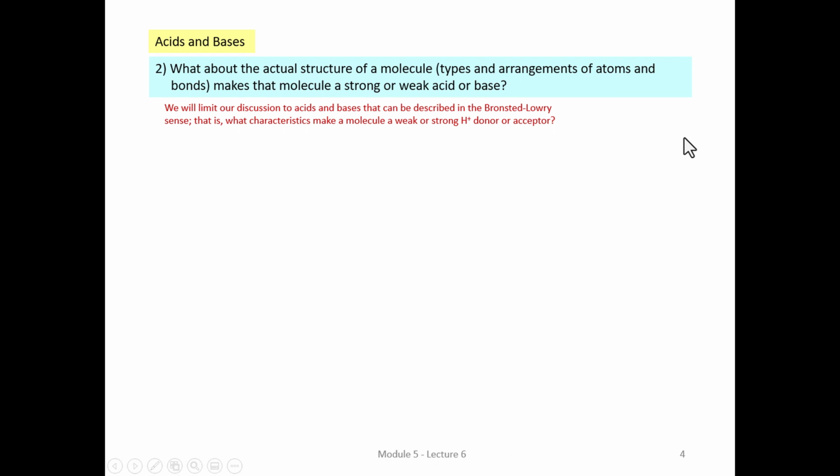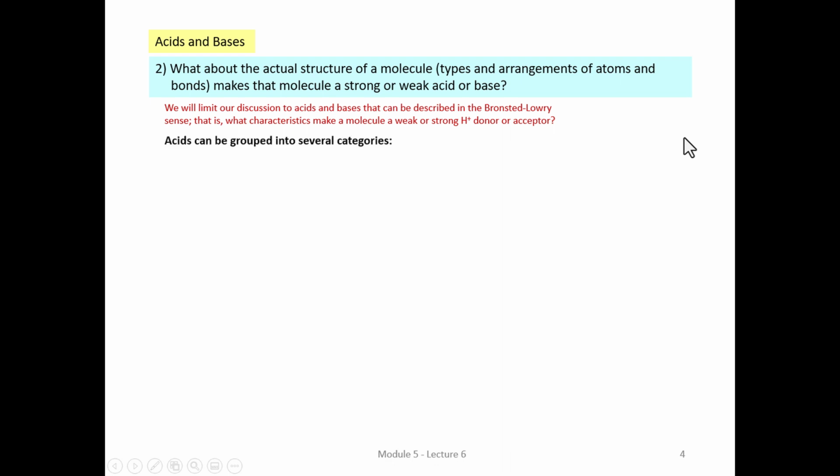So after introducing you to the Lewis definition, which is an alternate definition, I just want to remind you, as I've told you before, that for most of this course, we will view acids and bases in the Bronsted-Lowry sense, and our discussion here of particularly the strength of acids will look at acids in the Bronsted-Lowry sense. So what we're talking about is what would make an acid a good or a not so good H+ donor.